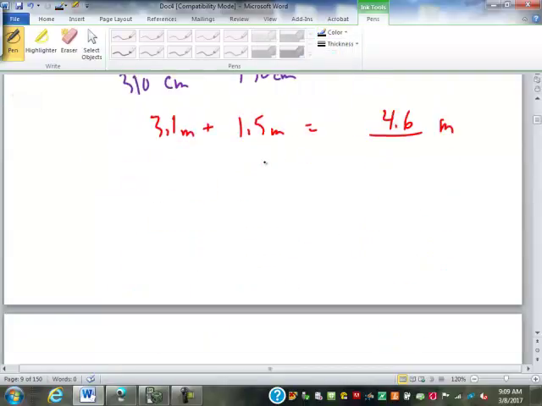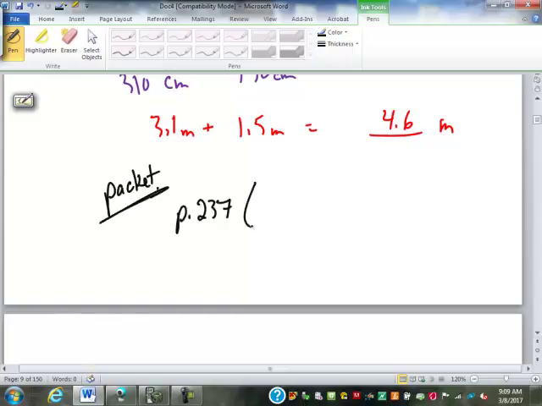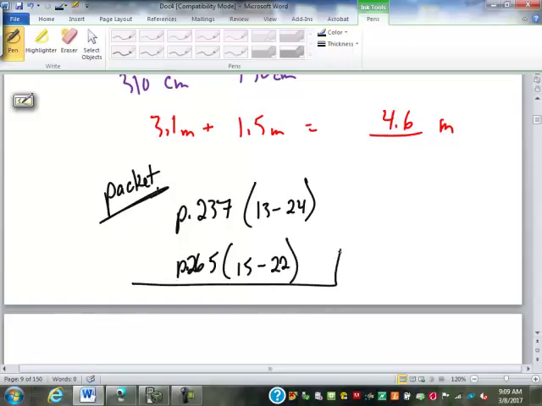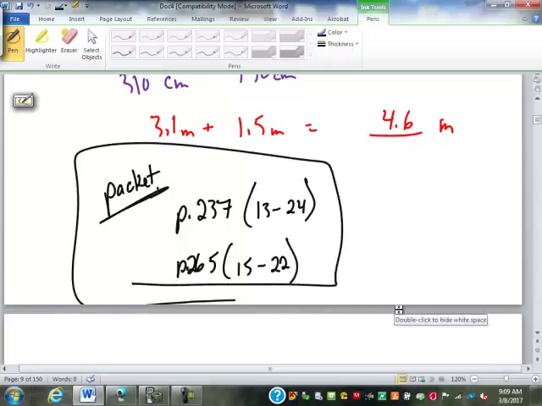So out of that packet that I gave you yesterday, on page 237, 13 through 24 deals with operations with standard units. Page 265, 15 through 22 deals with operations with metric units. So it's just the next section on each page of the packet.